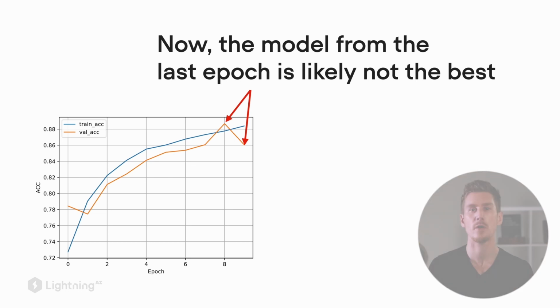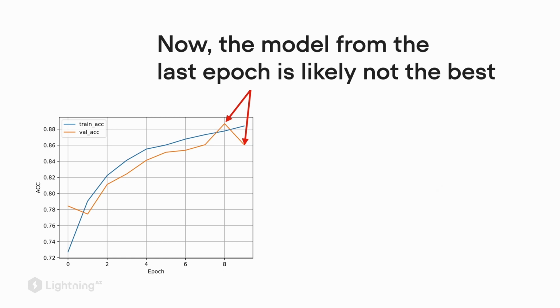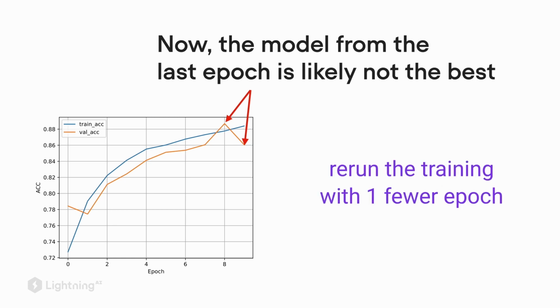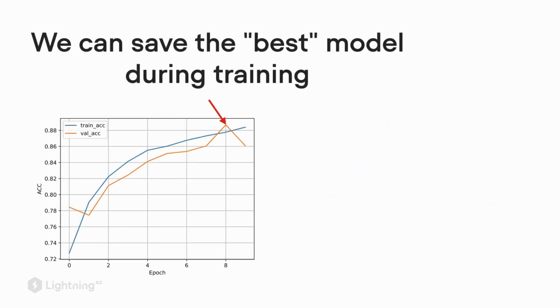So how could we actually obtain this model? One brute force way would be to rerun the whole training with one fewer epoch. And this is called early stopping, where we have a reduced number of epochs and we stop the training early. Using model checkpointing, we can actually save the best model during training, so we don't have to rerun the training. So how can we achieve that, and how can we save the best model during training?